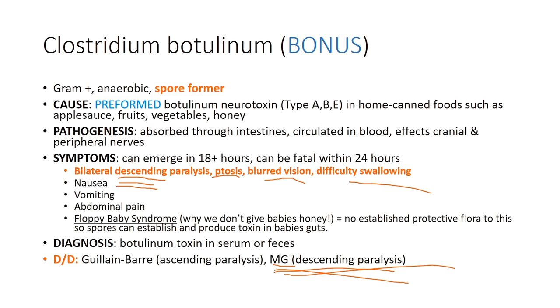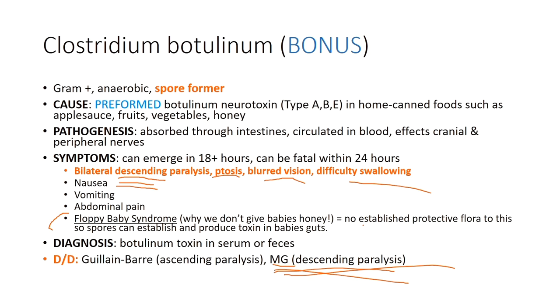And the reason why we don't give honey to babies is it can cause floppy baby syndrome. And so remember that for babies, actually, it's not a preformed botulinum neurotoxin that causes the problem in babies. It's actually the spores. So in adults, the spores don't really do anything. We can actually poop them out and get rid of them because we have our natural protective flora in our gut. And so then our botulinum spores actually don't do anything. It doesn't secrete the toxin.